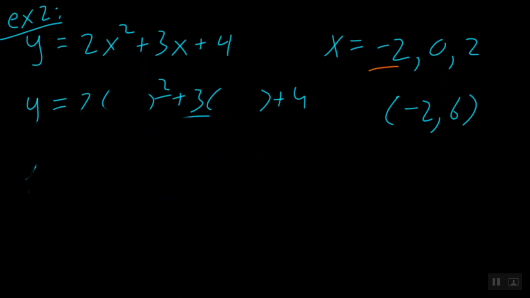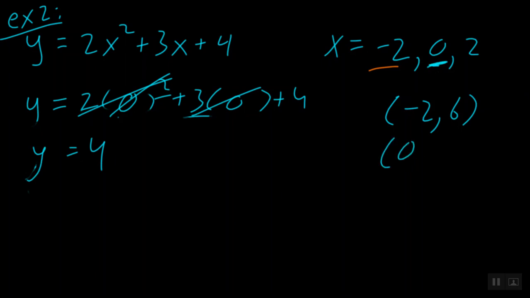Okay, now our next x value is 0. Guys, look how easy 0 is going to be. Well, we know that 0 squared is 0. 0 times 2 is 0. It's gone. 3 times 0 is 0. And so really y is equal to 4. That's why I'd always encourage you to use x equals 0. So when x is 0, y is 4.